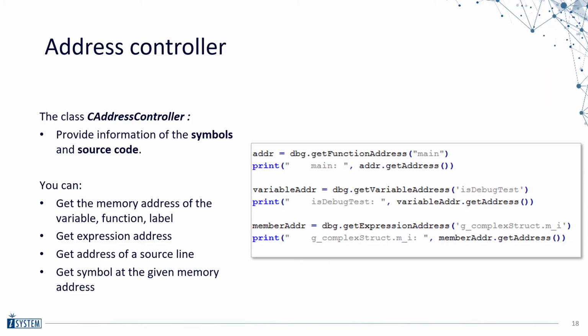Address controller provides information about symbols and source code. For instance, you can get addresses of variables, functions, and labels in RAM and in flash memory. You can get addresses of a source line, for instance, when searching for the right line to set a breakpoint. You can get a symbol at a given memory address. Also, you can get the address of an expression. So, I will switch to the demonstration.